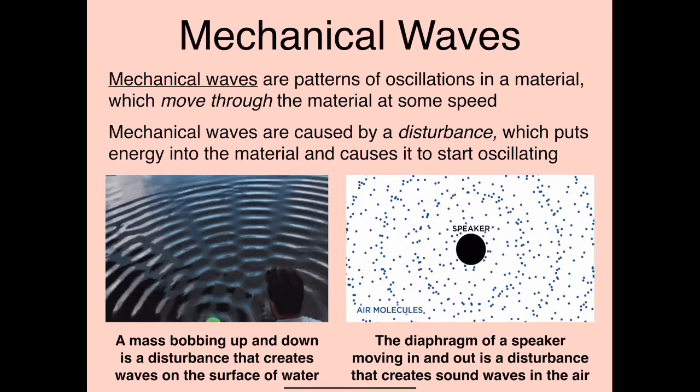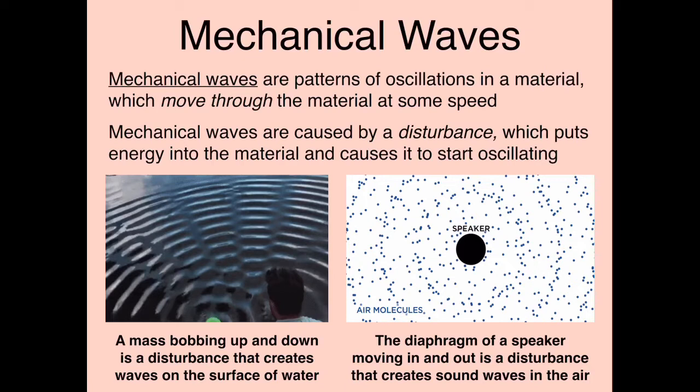Okay, so let's start with the definition. What is a mechanical wave? What does that mean? So a mechanical wave is a pattern of oscillations in a material which moves through that material at a particular speed. Mechanical waves are always caused by some type of disturbance. By this we mean something that puts energy into the material and causes it to start oscillating.